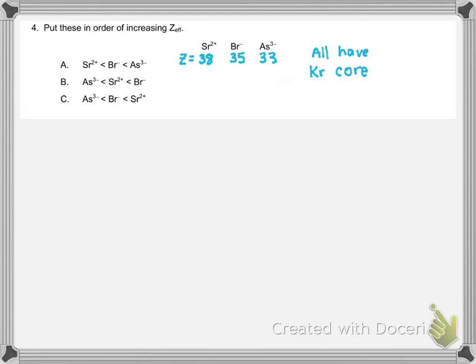Okay. In number 4, they're asking us to put some ions in order of increasing Z effective. Okay, so what I've done here is gone ahead and looked for their atomic numbers. Just look for the number on the periodic table for each one, because this number tells me how many protons each of the elements has in the nucleus. And with effective nuclear charge, we're interested in that nucleus.